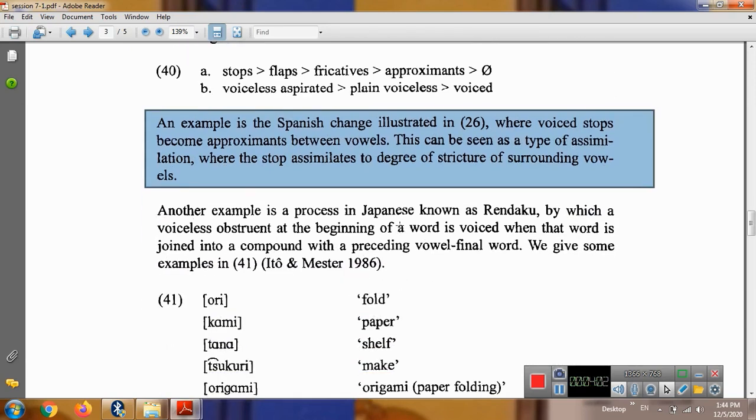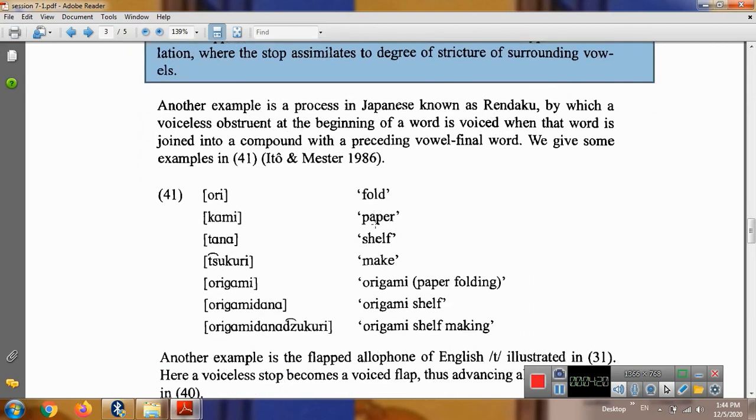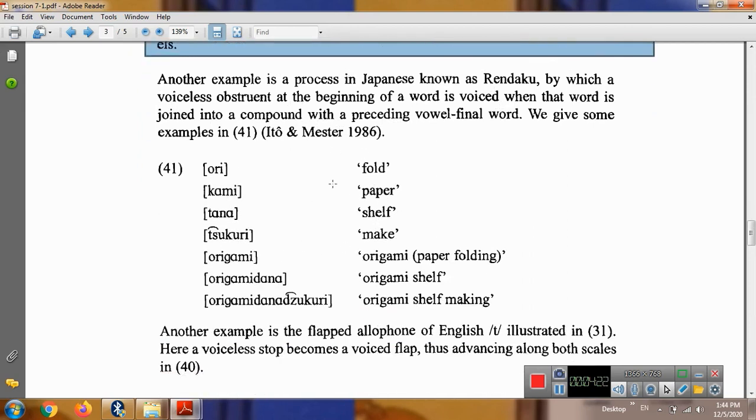Another example is a process in Japanese known as rendaku, by which a voiceless obstruent at the beginning of a word is voiced when that word is joined into a compound with a preceding vowel-final word. We give some examples here. For example, we have here some words alone. Ori means fold, kami means paper, and tana means shelf.